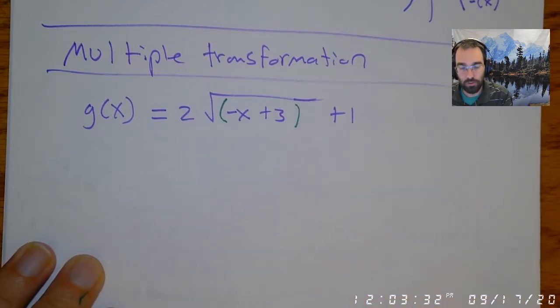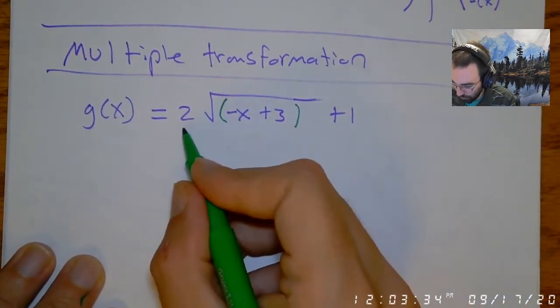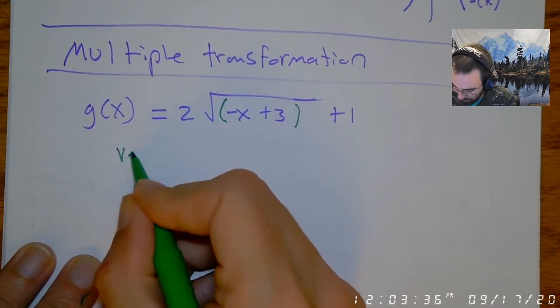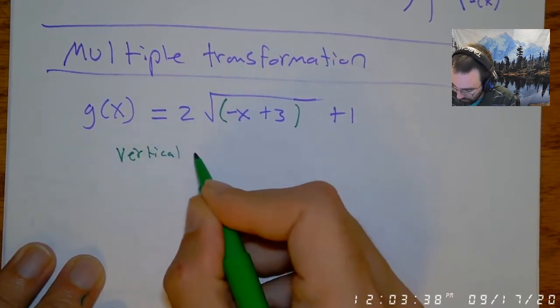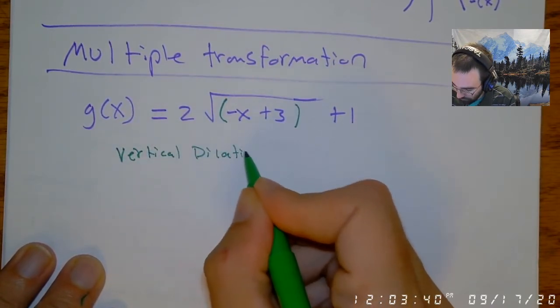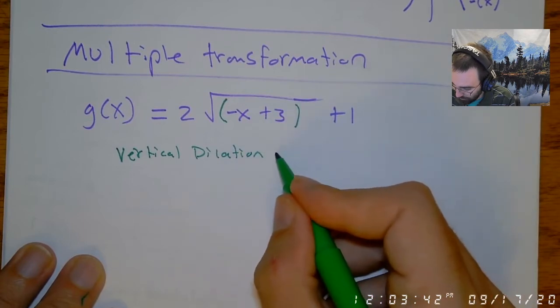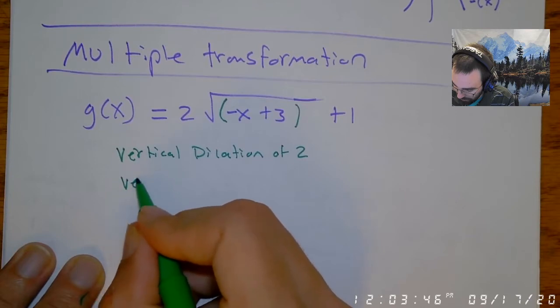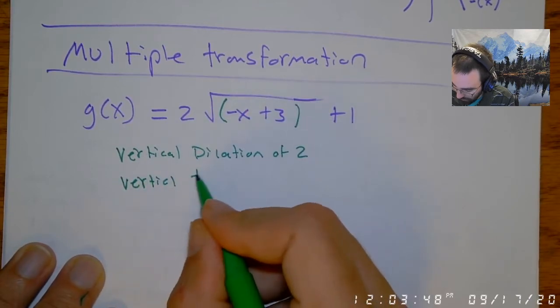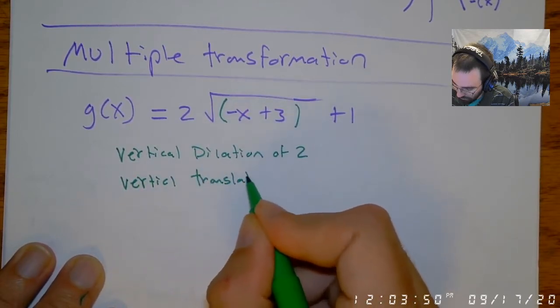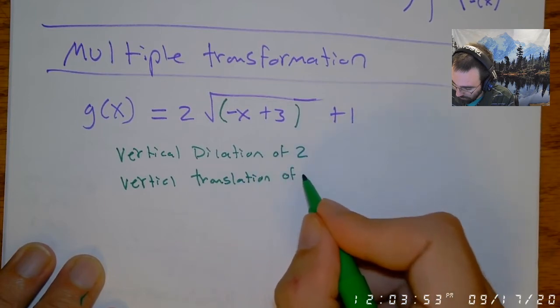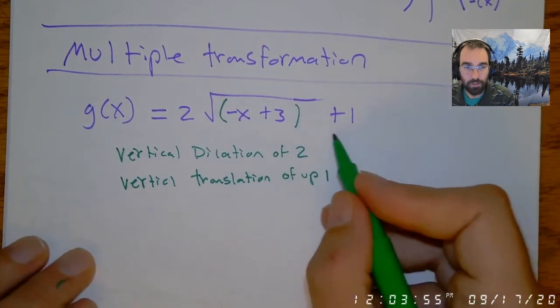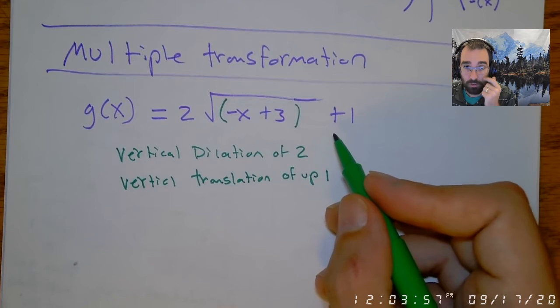Sometimes it's easiest to do the outside first. So for example, I have a vertical dilation of 2. I have a vertical translation of up 1. Those are the easiest because they're just normal.